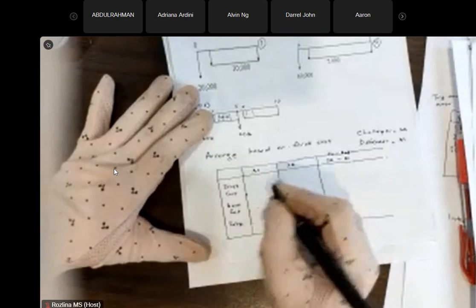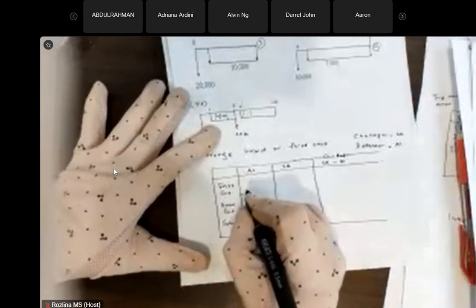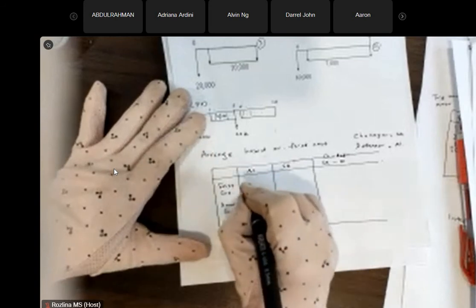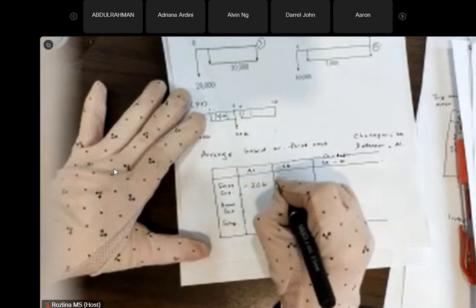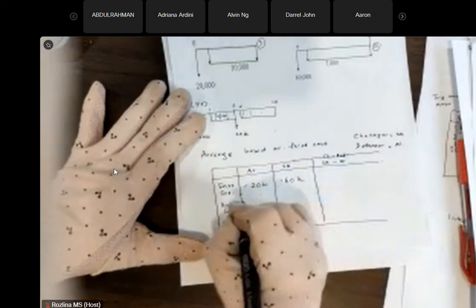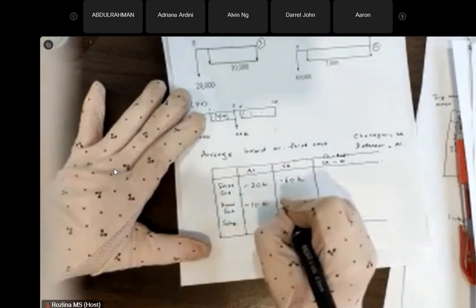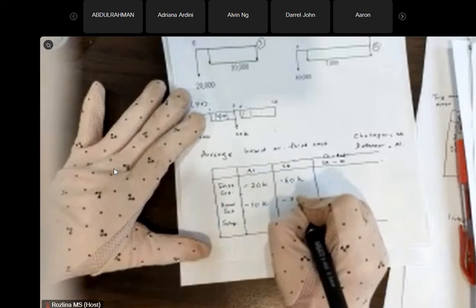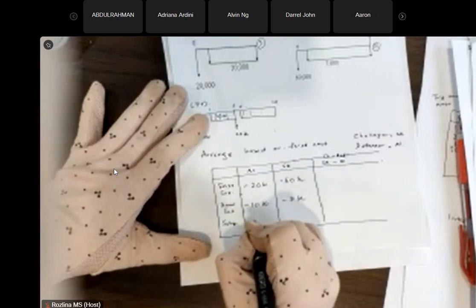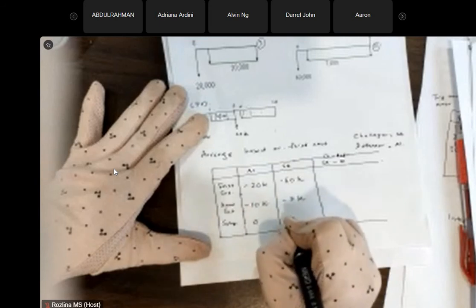Okay, first cost. Where was the value? First cost, negative 20k. This one is negative 60. This one is negative 10k, negative 7. Then the salvage is 0. Then this one is 10.